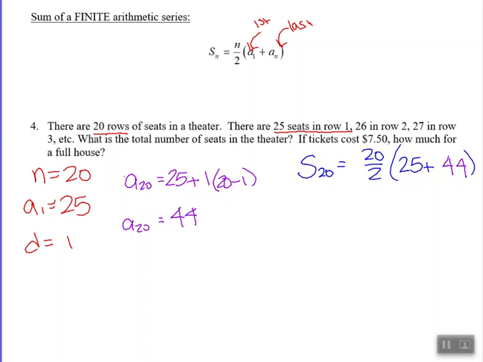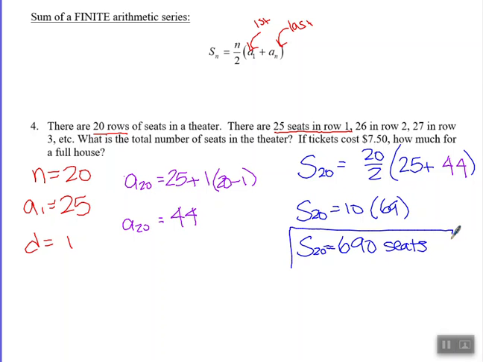So then when we go back to the sum formula, we have 10 times 69, so we have a total of 690 seats. To answer the second question, if tickets cost $7.50, we multiply 690 times $7.50, and we get $5,175 for a full house.